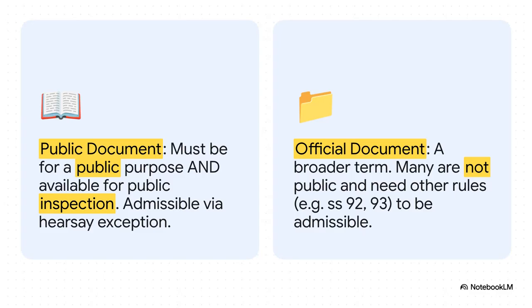Now, let's nail down a very common point of confusion, a classic exam trap. Public document and official document are not the same thing. An official document is just a broad term for pretty much any document made by a public servant, but a public document is a very specific subcategory. It's an official document that is also open to public inspection.